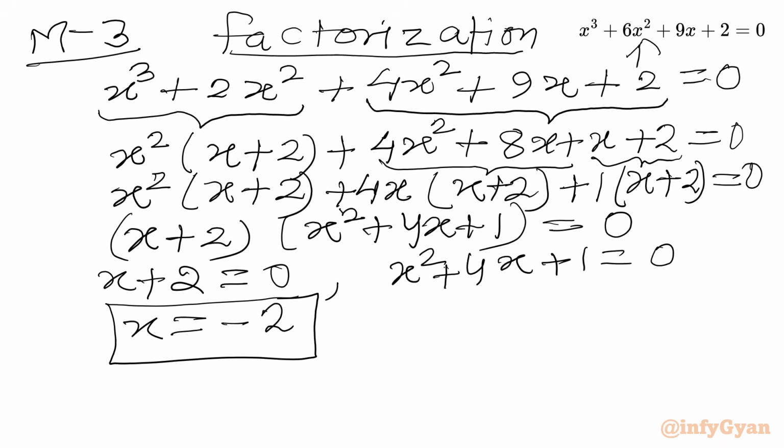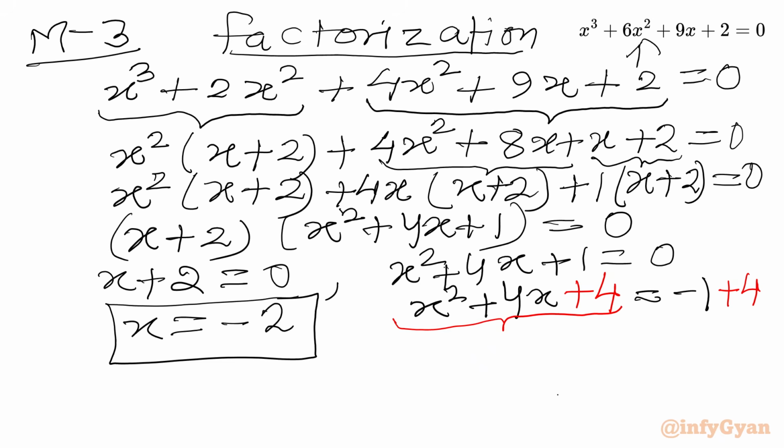From second equation we can use completing the square method here. We will take plus 1 to the RHS, so we have to write minus 1 in right hand side. Now coefficient of x is 4. Half of 4 is 2. Square of 2 is 4. So we have to add 4 both sides. Now LHS will give us x plus 2 whole square, and in RHS we have 4 minus 1, it is 3.